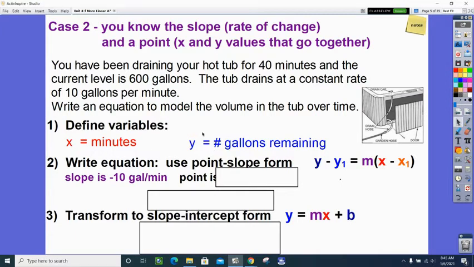Okay. So now the question is, what is this 40 minutes and 600 gallons? Is 600 the b? Can we just say y equals negative 10x plus 600? And the answer is no. So what we need to do is write a point from this other information. What is that point? Remember that x is minutes, so 40 minutes. Gallons is your y, so 600, there is your point. This is not the y-intercept, so we cannot go right into y equals mx plus b. We have to use the point slope form.